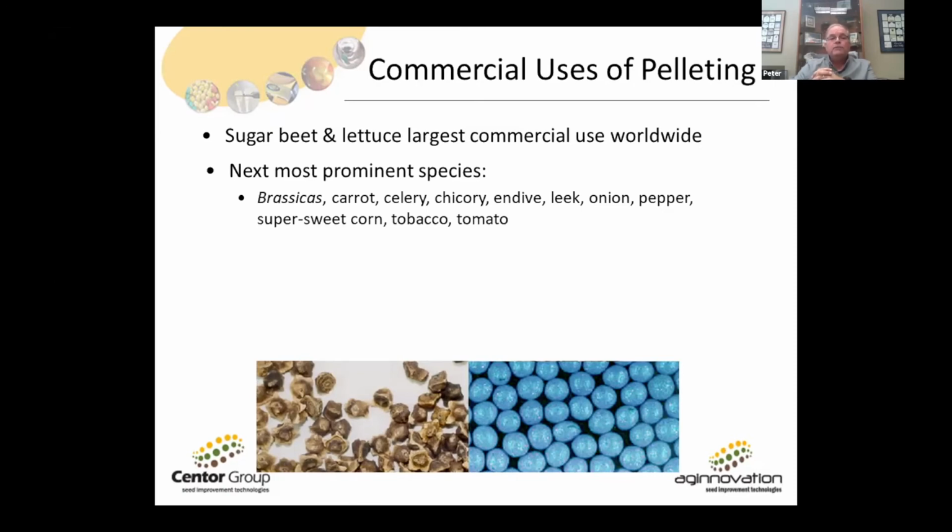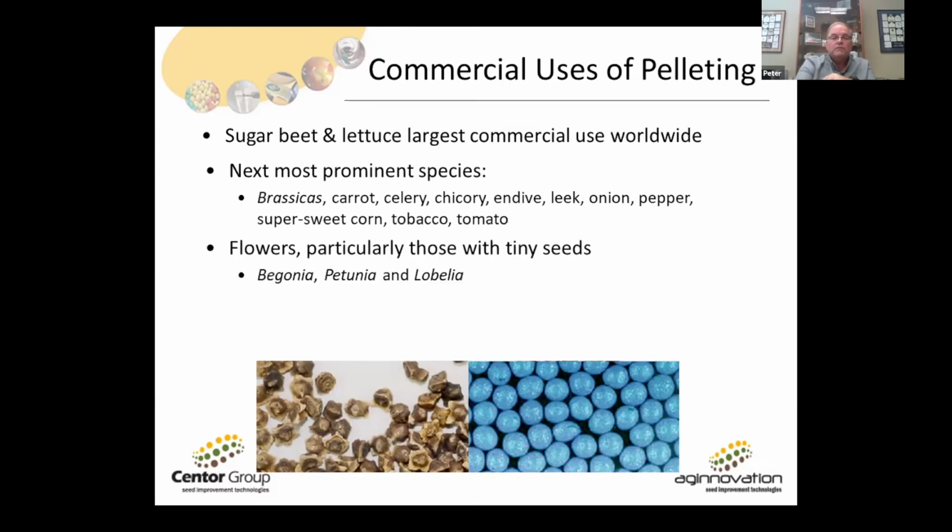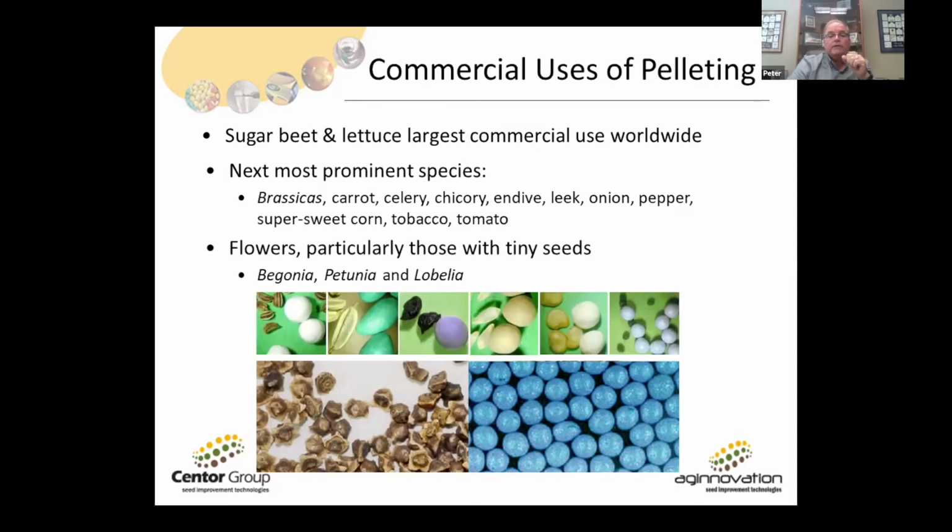Then you get into brassicas and carrots and celery, chicory, endive, leek, onion, pepper, of course lettuce, I mentioned before, tobacco, flowers, tomato. They're all used in this coating area as well. Flowers, very, very small seed. It takes an extreme art and skill from the operator to coat these seeds, almost like flecks of pepper that are being coated, and they can singulate one seed in a pellet of these particular small seeded species in the flower range.